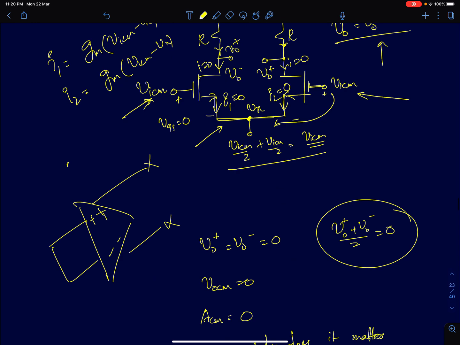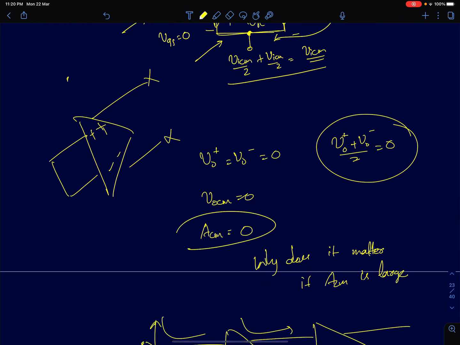So thus, the common mode gain ACM is exactly equal to 0. There is no change in the output. Both the outputs VO plus and VO minus are exactly equal to 0. So this common mode gain for this circuit is 0.